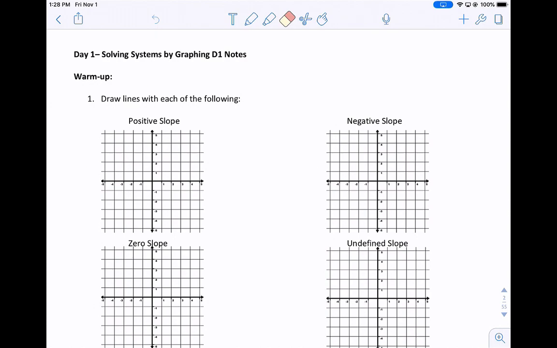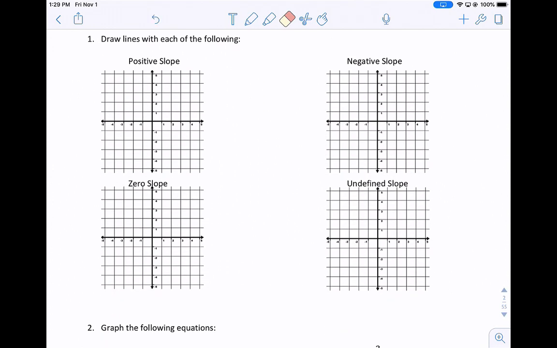Day one, we're going to look at solving systems of equations by graphing. So the warm-up is what we did last unit, looking at drawing lines with different types of slopes. So we'll start there. Can you draw a line with a positive slope? We've talked about how a positive slope goes up from left to right. So here's an example of a line with a positive slope.